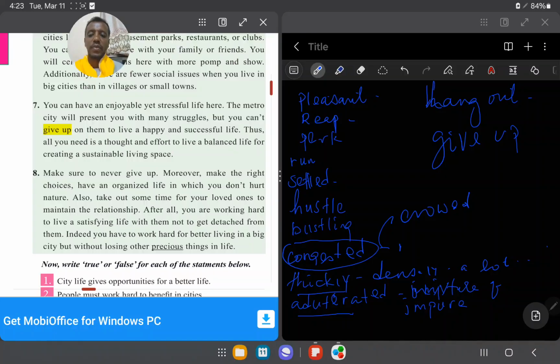According to the context, after all, you are working hard to live a satisfying life with them, not to get detached from them.